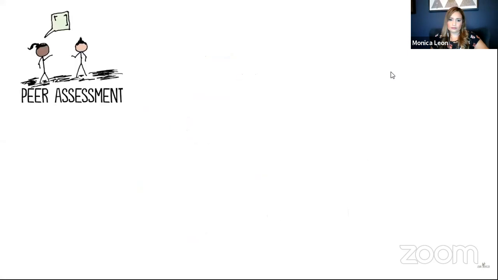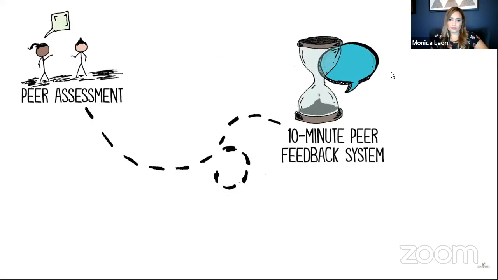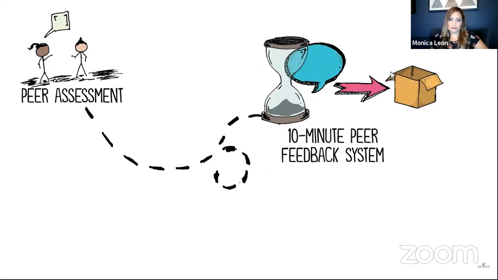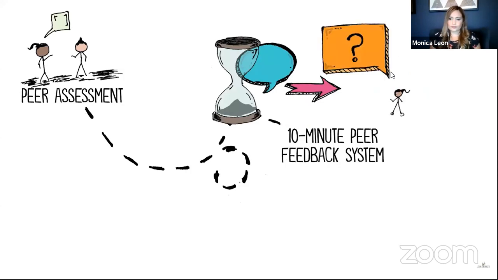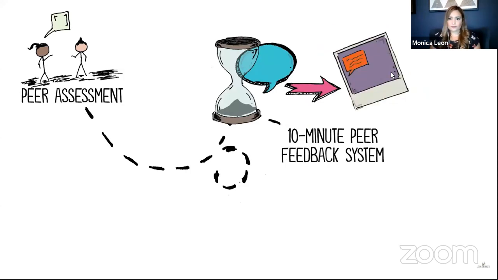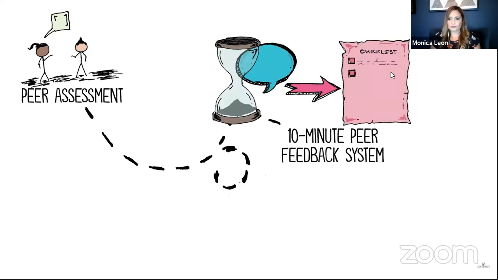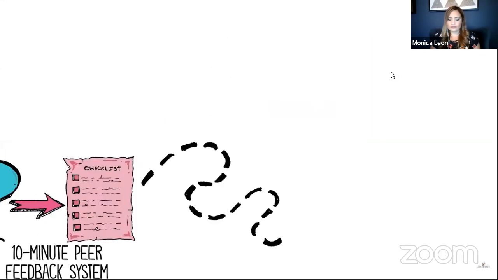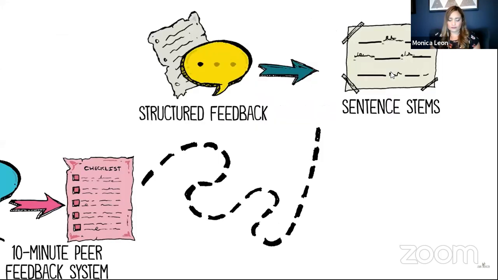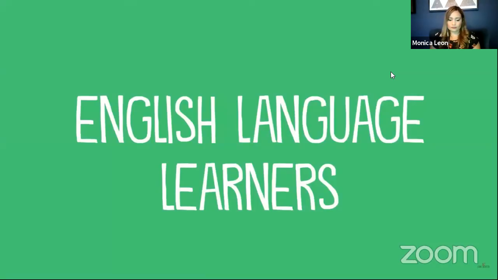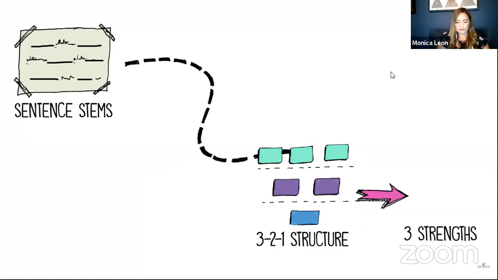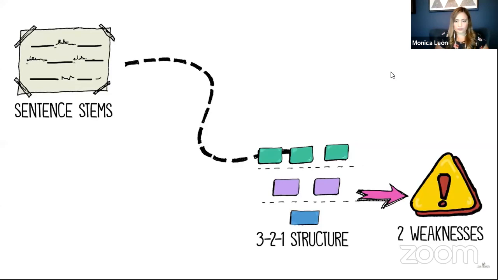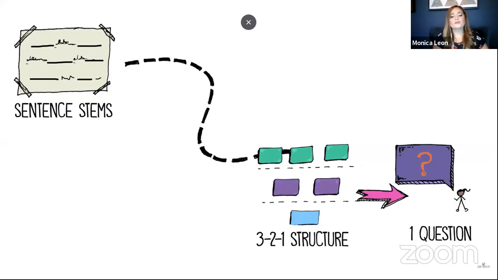Peer assessment is also important. One option is the 10-minute peer feedback system. This begins with one student sharing their work or pitching an idea, while the other student actively listens. It then moves to a chance to ask clarifying questions, get feedback, respond to feedback, and chart out your next steps. Another option is structured feedback with sentence stems. This is especially helpful for ELL students. Or you could use the 3-2-1 structure. Now this is simple. Students provide 3 strengths, 2 areas of improvement, and 1 question that they still have.